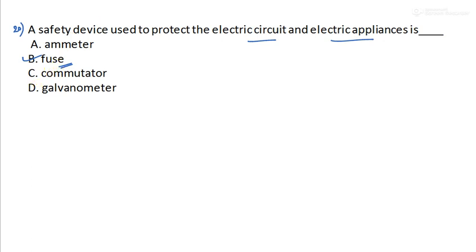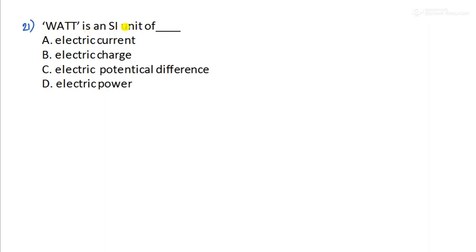Next is question number 21. Watt is the SI unit of what? Dash. So watt is the SI unit of electric power. You have to remember for electric current also. What is the answer for electric current? It is ampere. For electric charge it is coulomb. For electric potential difference it is volt. So you have to remember all of them. For resistance, what is the SI unit? For resistance it is ohm. For resistivity it is ohm meter. You should be aware of all the SI units. Got it? Moving to the next question.